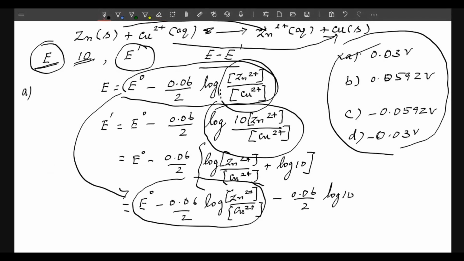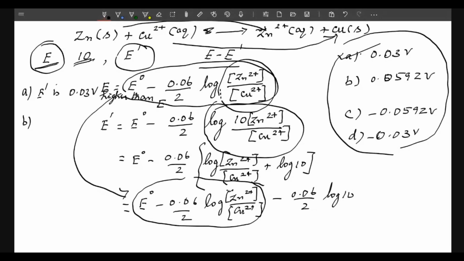Option A: E prime is 0.03 volt higher than E. B option, E prime is 0.06 volt higher than E. C option, E prime is 0.06 volt less than E. And D option, E prime is 0.03 volt less than the E.